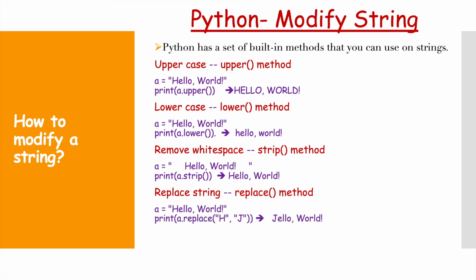So here in this example, you are providing H and J. H is the character you want to replace, and J is what you want to replace it with. So it is going to find H and replace it with J.